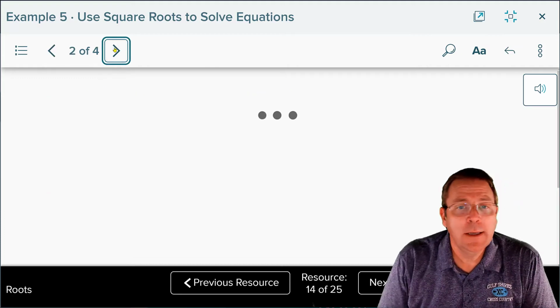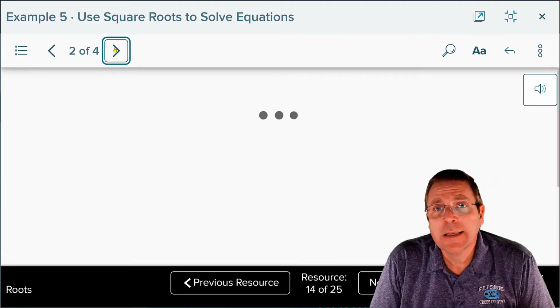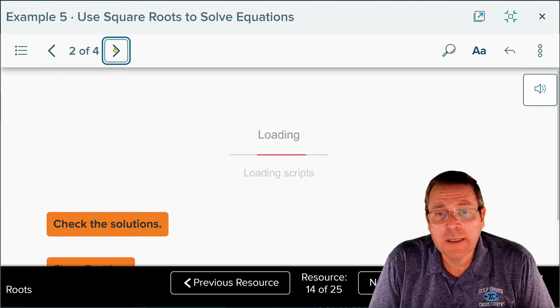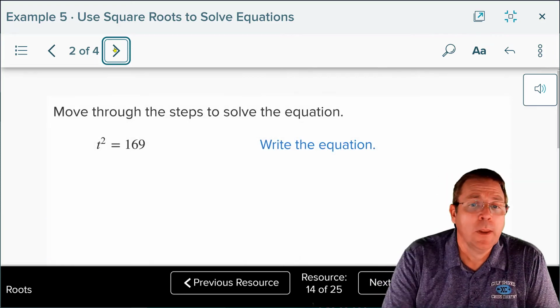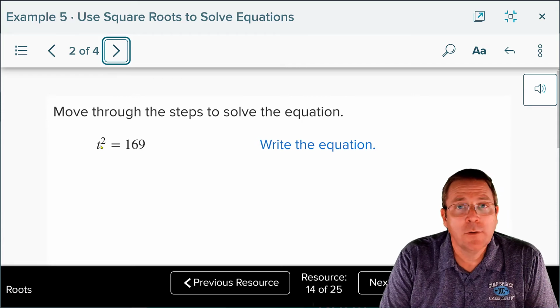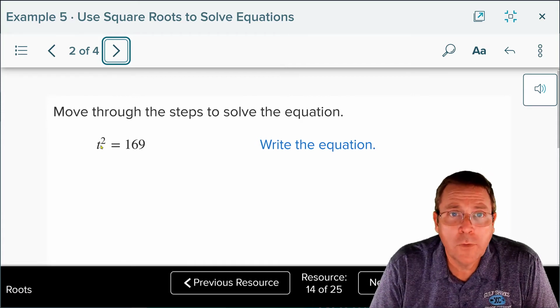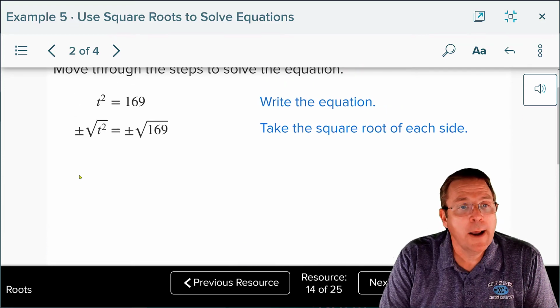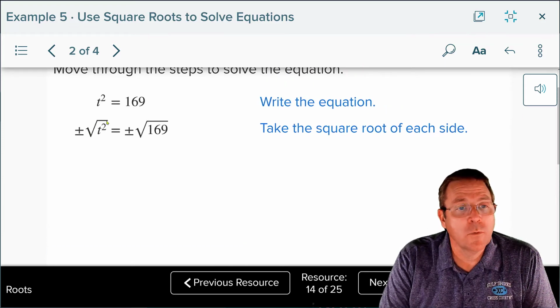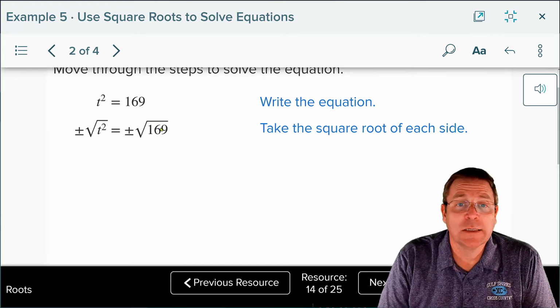And to find out what t is, all we have to do is take the square root of both sides, and whenever it gets done loading here, that's exactly what we're going to do. So you start off with writing your original problem. You always write the original problem first. From there, we're going to put a radical over both sides, the square root of t squared and the square root of 169.